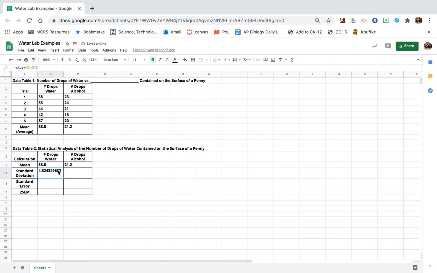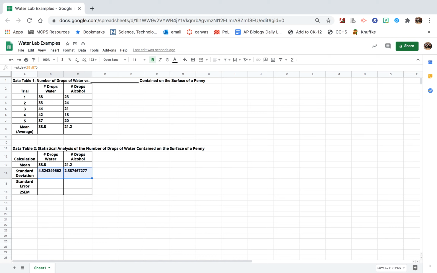There's a lot of decimals after that 4.3. Let me show you what to do with that in a second. I'm going to drag over here, make sure it did the same for C3 through C7. And here's the values.